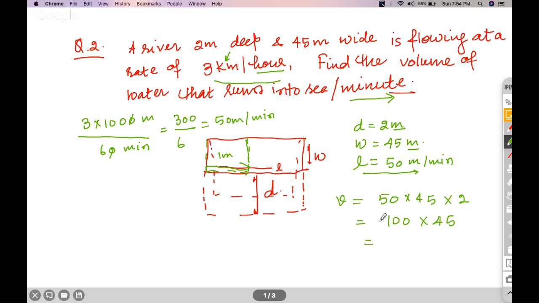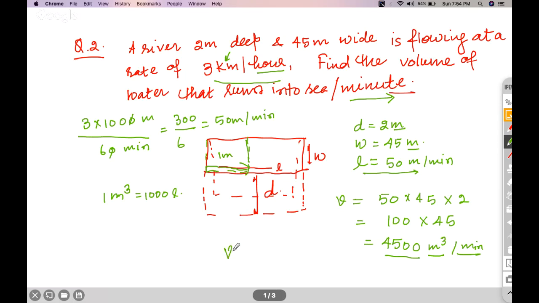100 into 45 is 4500 meter cube per minute. Also remember that 1 meter cube is equal to 1000 liters. If you have to convert this data, this answer is completely fine: 4500 meter cube per minute.